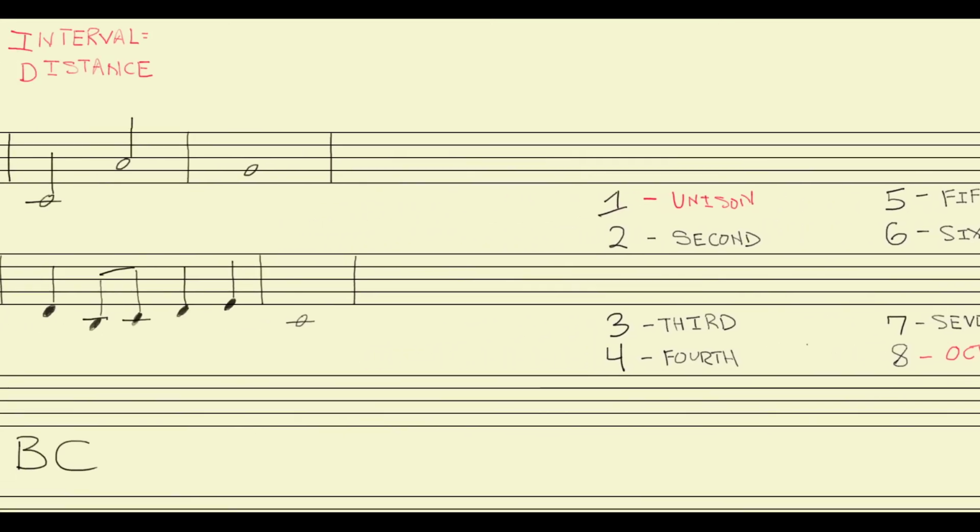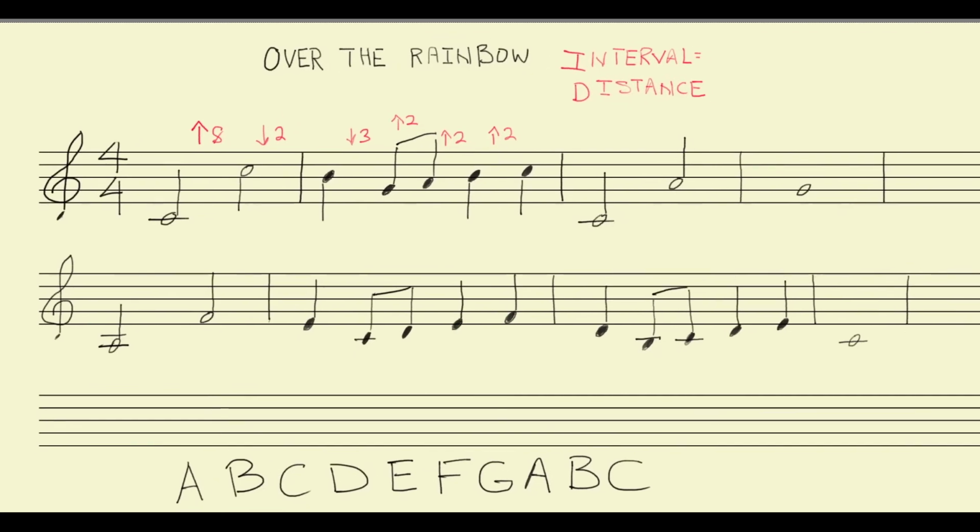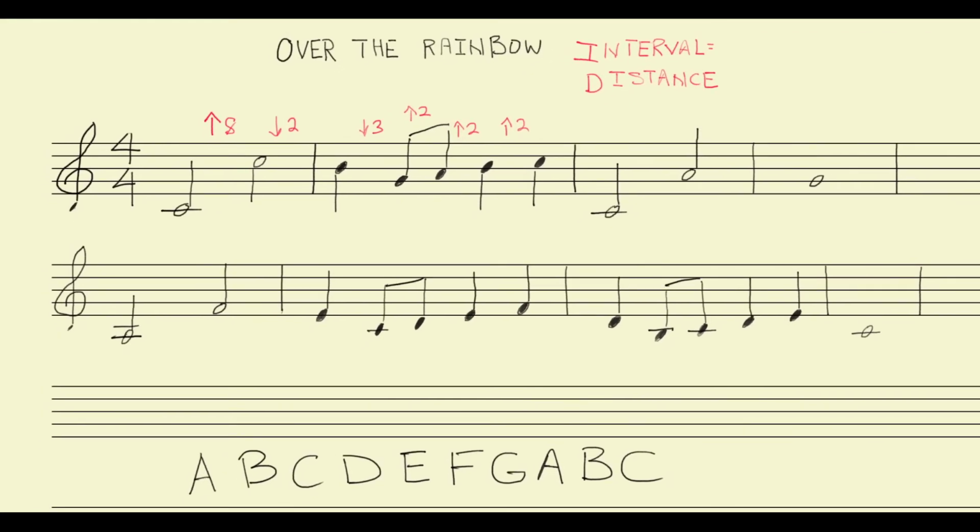So let's go back to Over the Rainbow and continue looking at the intervals. So now that we know this way that we talk about intervals, we know that we start on a C, we jump up an octave, go down a second, go down a third, up a second, up a second, up a second, and we end on the C. So let's keep going. To go from the C that is at the end of the second measure to the next measure, we're going to go down from C to C.